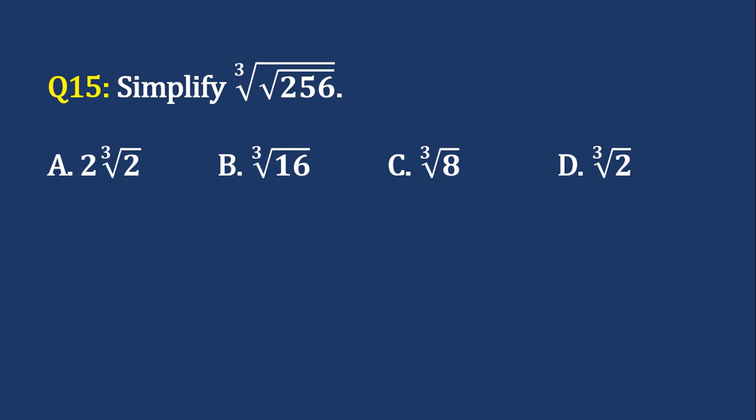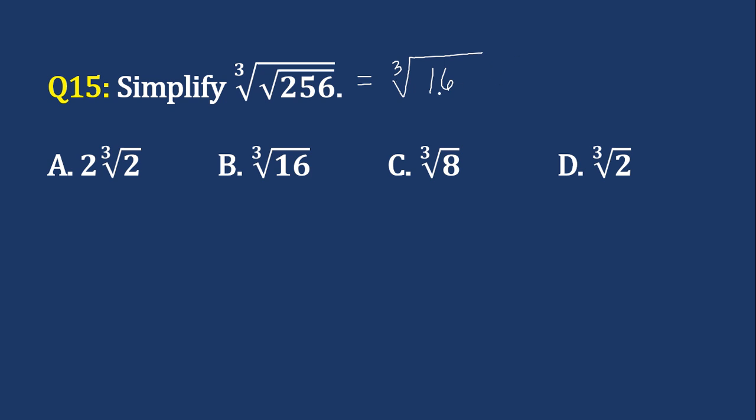Okay, question number 15. Simplify the cube root of square root of 256. It might be tempting to multiply the indices of the radicals. Take note the index of the square root of 256 is 2. But it's easier actually to simplify first the square root inside, because we know that the square root of 256 is just 16. So we can write this one as cube root of 16. And take note, the index here is 3.